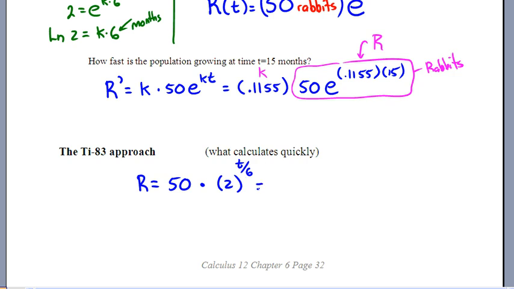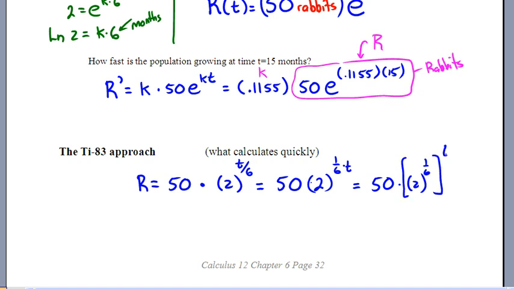And your TI-83, when it fits the data, would say, well, that's like 50, and then you could say it's a 2, and then you could write this as 1/6 times t. Then your TI-83 goes a step further and says, well, that's like 50 multiplied by 2 to the 1/6, all to the t. That's just the rule for stacked up exponents, that you'd multiply.